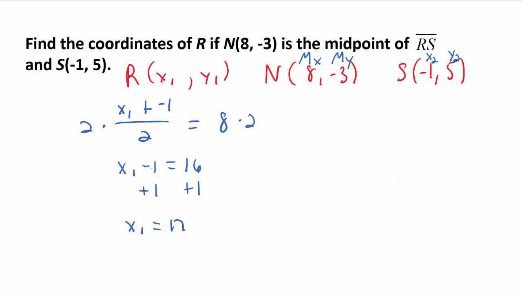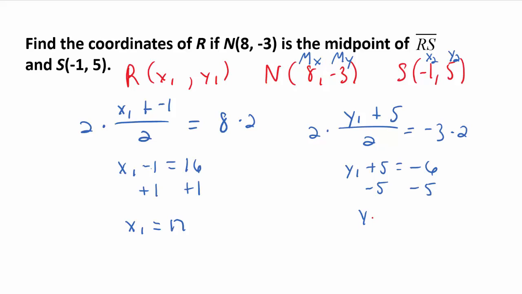Let's do the same for our Y's now. So Y1 plus Y2, which we know is 5, divided by 2 will give us the Y value of the midpoint, which again we already know is -3. Let's solve for Y. Multiply both sides by 2. Y1 plus 5 equals -6. Subtract 5 from both sides, and we are left with Y1 equals -11. And now we found the coordinates for the endpoint, which would be (17, -11).